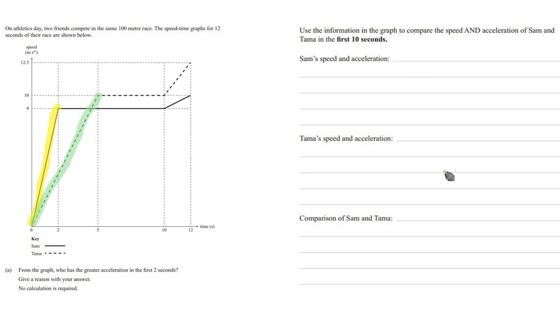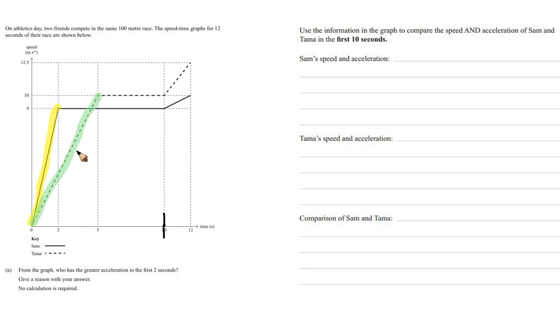Now here's where we get into some calculations. Use the information in the graph to compare the speed and acceleration of Sam and Tamara in the first 10 seconds. So the first 10 seconds takes us to this point here. We need to compare what happens before that point. So Sam's speed and acceleration. Sam is the one I've highlighted in yellow here. First off, what's his maximum speed in those 10 seconds?